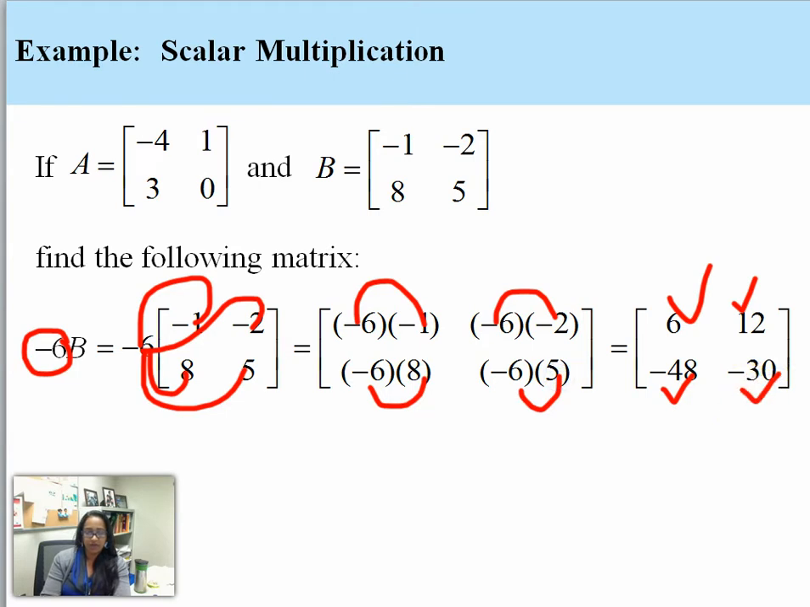All right. So technically scalar multiplication is you take the scalar, the value, the number, positive or negative, and multiply it with every element inside the matrix.